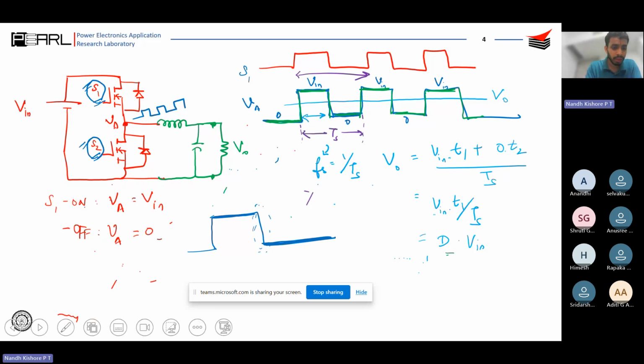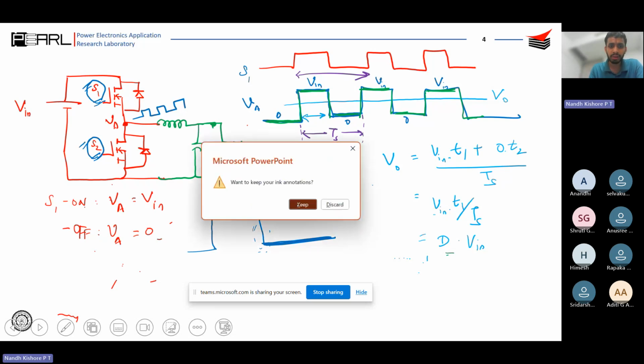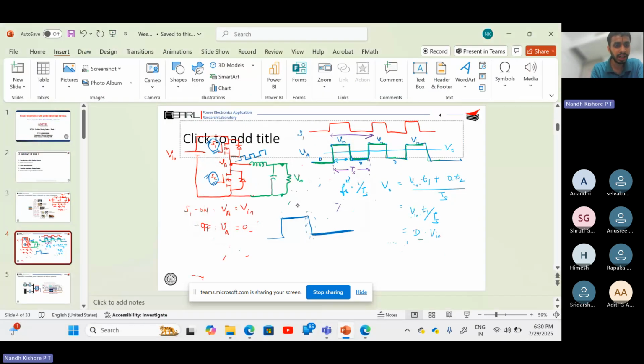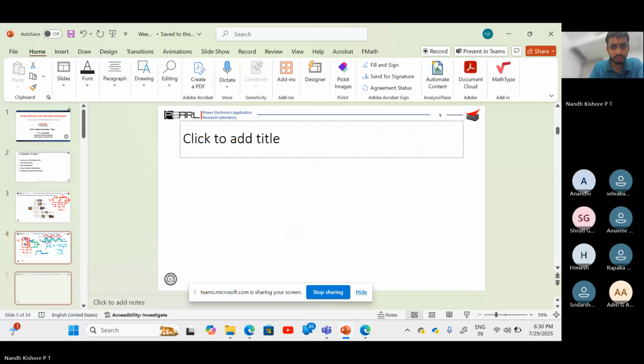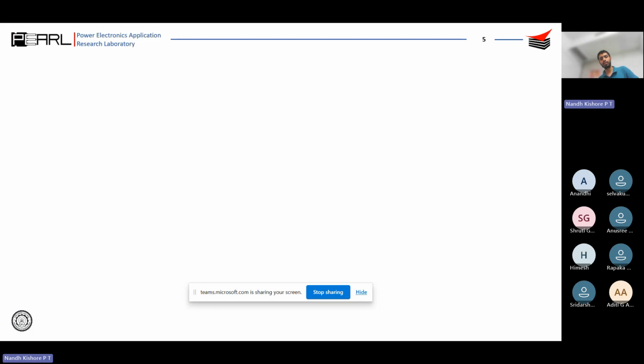So now you understood that the device is going to be on and off continuously. When the device is on, it's going to carry some current, and when the device is off, it's going to block some voltage. So for instance, let me take another slide. Are you guys understanding till this point? Any doubts? No, sir. Okay, fine.